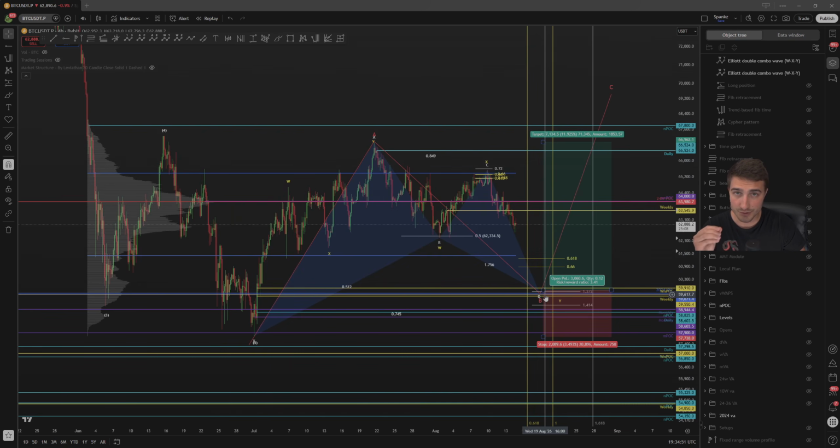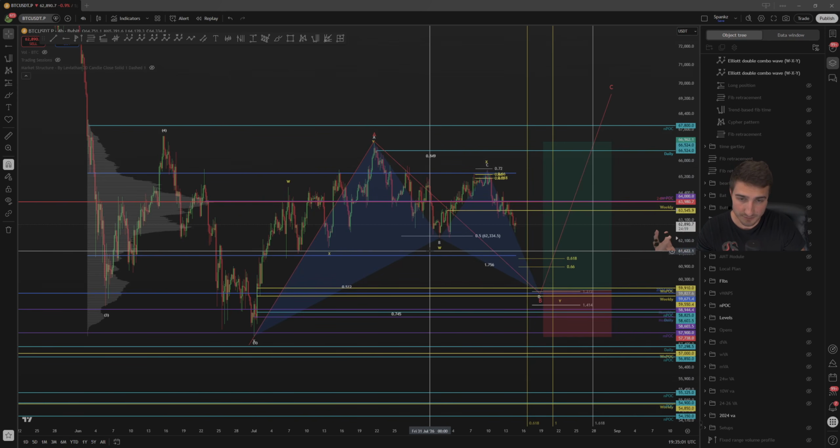Now, obviously, we're traders. We trade in probabilities. So if this doesn't come down to here, that's fine. We look for the next trade. We go for option B. We look at option C. We already have plans for all of those.